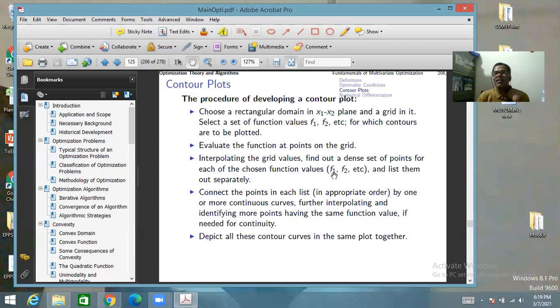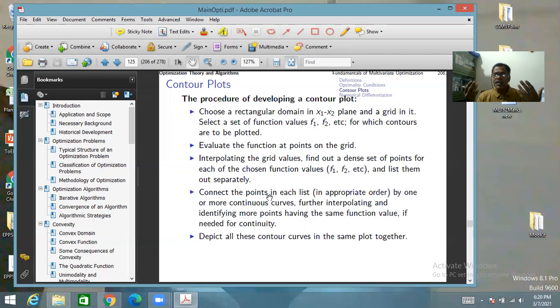The grid points themselves may not have exactly f1 or exactly f2, but nearby values, from that you can interpolate and get the precise internal points of a grid cell where the value is precisely f1, precisely f2, quite accurately. And you list out those points separately. Points with function value f1, points with function value f2, and so on. Okay. And then you connect the points in each list in appropriate order so that they show you a continuous curve. If necessary, by further interpolation, you can get intermediate points also.